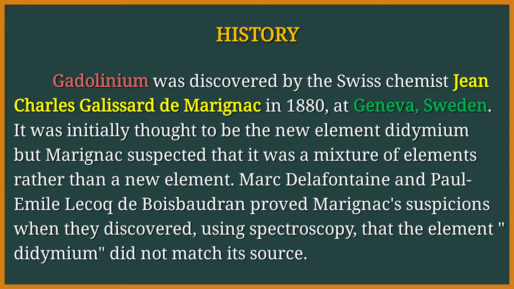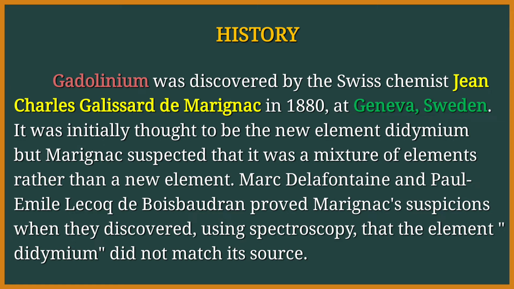So we will now be tackling the history of gadolinium. Gadolinium was discovered by the Swiss chemist Jean-Charles Galissard de Marignac in 1880 at Geneva, Switzerland. It was initially thought to be the new element didymium, but Marignac suspected that it was a mixture of elements rather than a new element.